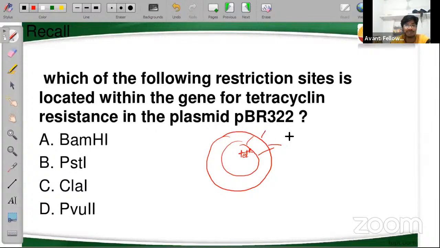The question is asking about the restriction sites which are present along with the TETR or tetracycline resistance gene. Okay, I'm launching the poll now. Options are: A, BamHI; B, PstI; C, ClaI; D, PvuII. I'm launching the poll for this particular question and I hope you can answer it.